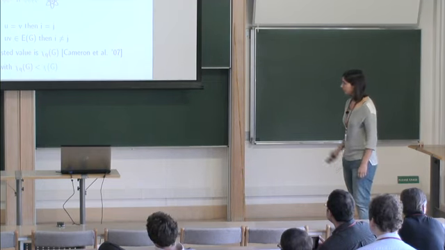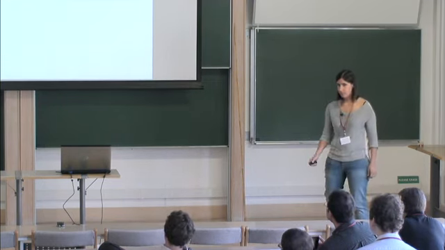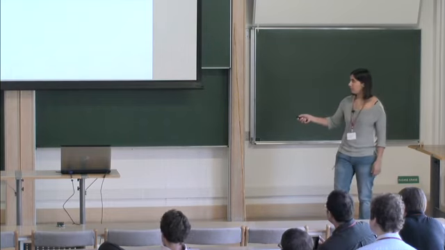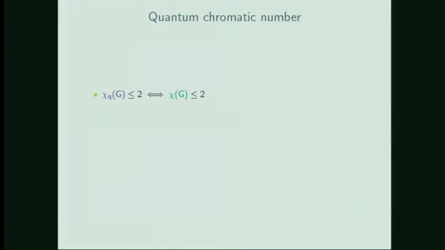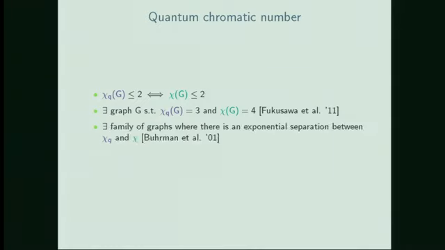So let's see a couple of properties of this parameter. This is the parameter we're interested in studying. For bipartite graphs, nothing interesting happens: the quantum chromatic number is equal to 2 if and only if the chromatic number is equal to 2. There exist graphs for which the smallest possible separation exists: quantum chromatic number is 3, chromatic number is 4. But moreover, there exists a family of graphs for which the separation is exponential. So these two parameters behave really differently.